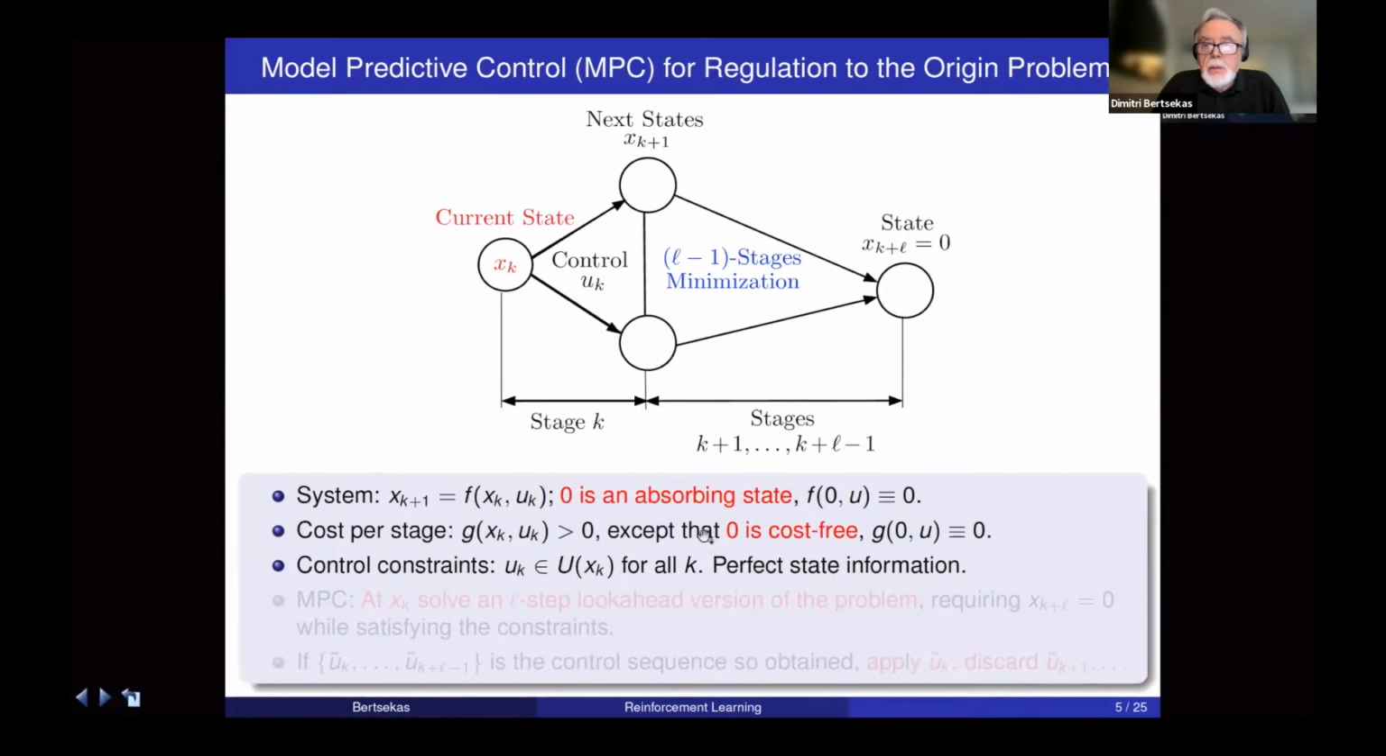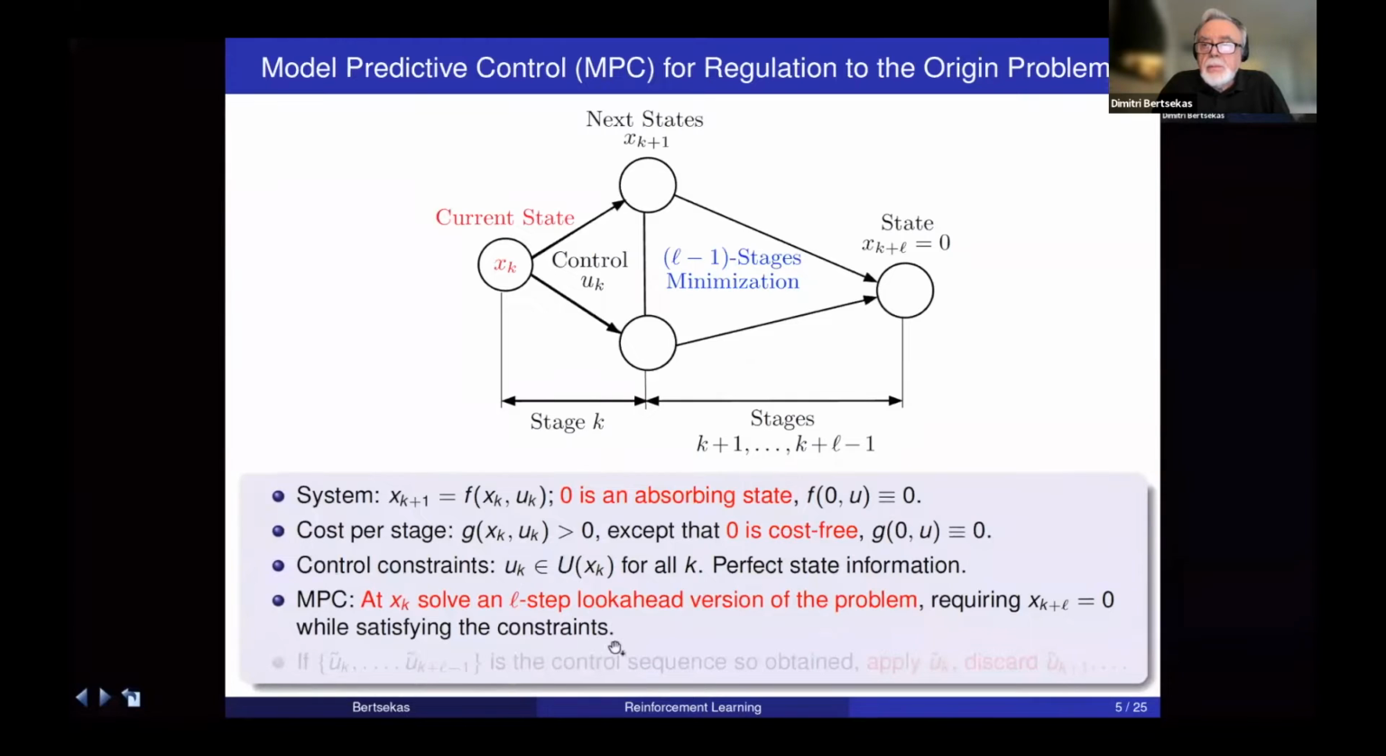And what does MPC do? Well, at a state xk, it solves an L-step look-ahead version of the problem and requires that the terminal state is exactly 0 while satisfying the constraints. In other words, at xk, it looks ahead L steps and tries to bring the state exactly to 0, minimizing the intervening cost. And of course, once the state is at 0, it stays at 0. Then, assuming that it can solve this problem, of course, the original problem may have a much longer horizon, may have an infinite horizon. So this problem is easier. It has a shorter horizon. And there are ways to address problems like that, particularly since it is deterministic. We assume that this can be done.